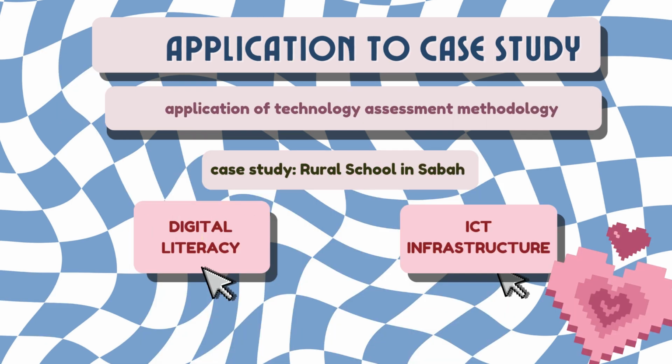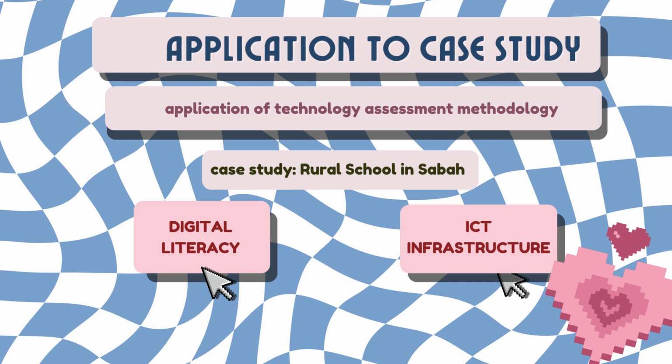For this section, I will be applying the technology assessment methodology to a real-world case study involving rural school in Sabah. The focus of this assessment is on two main aspects, which are digital literacy and ICT infrastructure. The main objective here is to evaluate whether the current technological capabilities in this rural school are sufficient to support online and hybrid learning. This is particularly important as Malaysia continues to move toward a more digital supported education system.